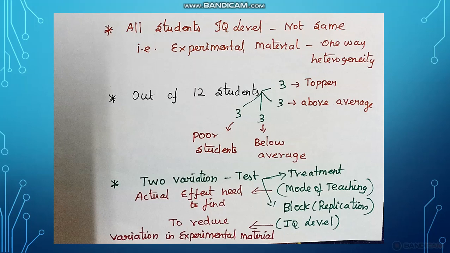In this we want to compare 2 variations. The first variation is the between treatment variation, that is the mode of teaching. The first factor is the mode of teaching, and the second factor is the IQ level. So here we have 2 factors. The treatment is mode of teaching, and replication is IQ level. We want to reduce the IQ level, that is, we want to reduce the variation in block. So this is the experiment.